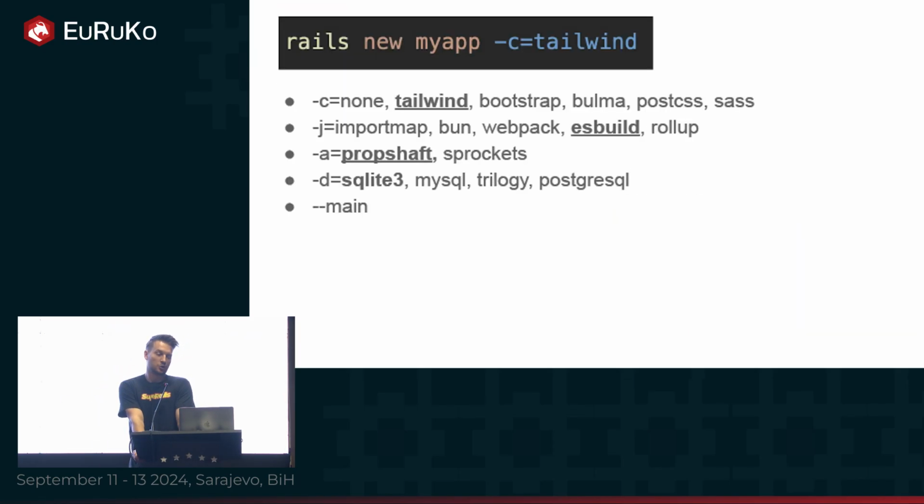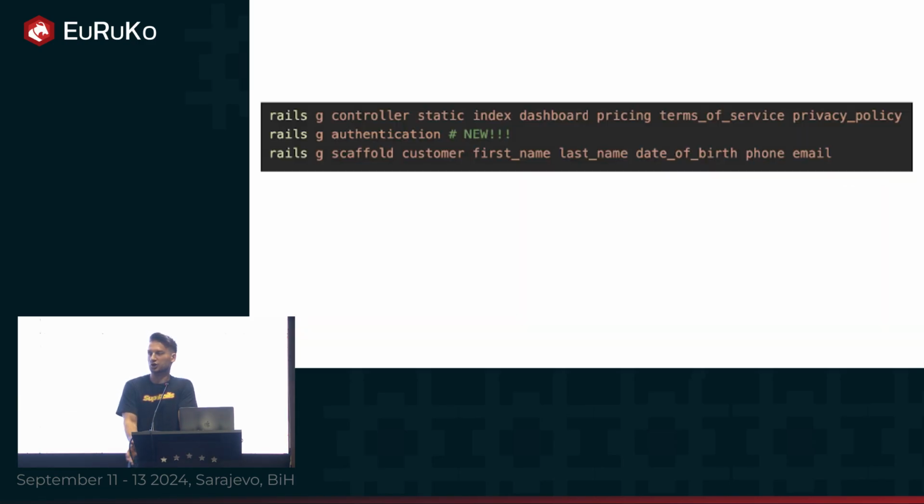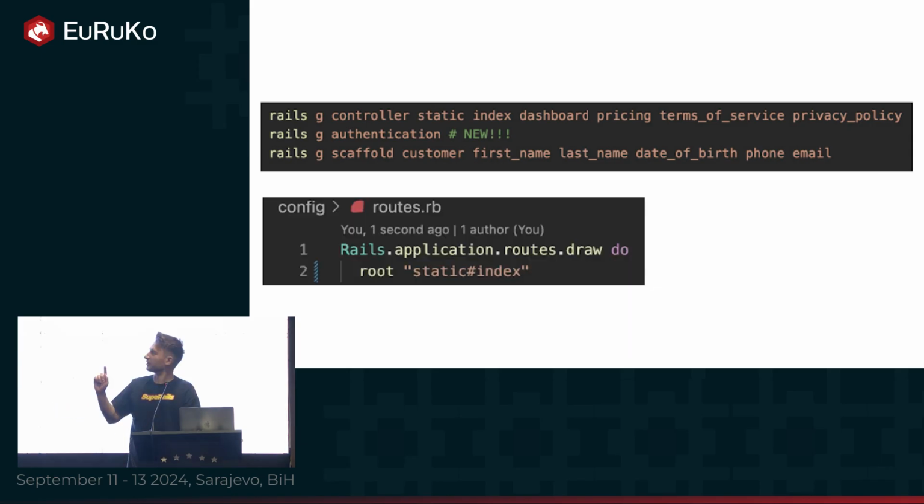Okay, so let's create a new Ruby on Rails application. We are going to use Tailwind. Hooray! We can generate a few pages for our application. Yeah, actually, now we can generate authentication for Ruby on Rails, so you don't need Devise for simple applications.